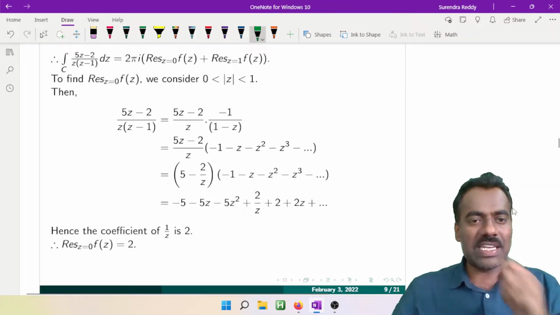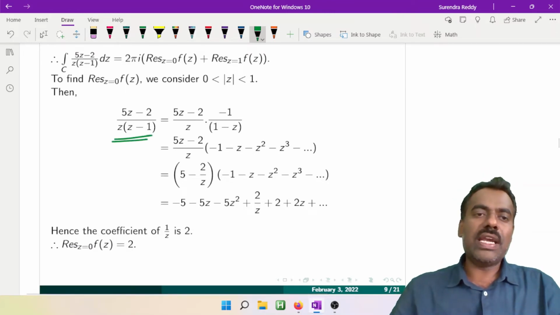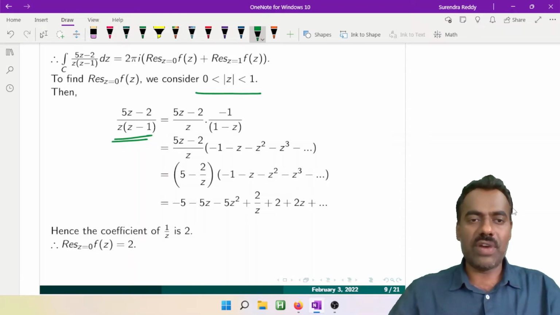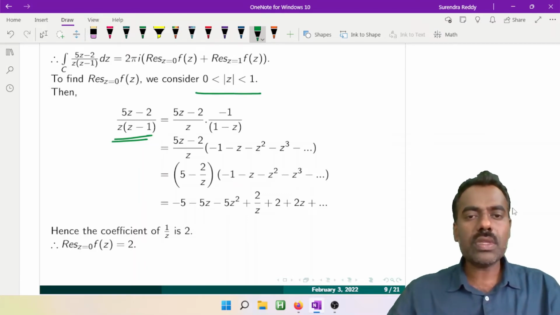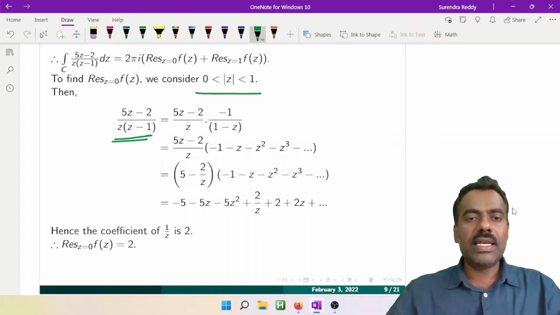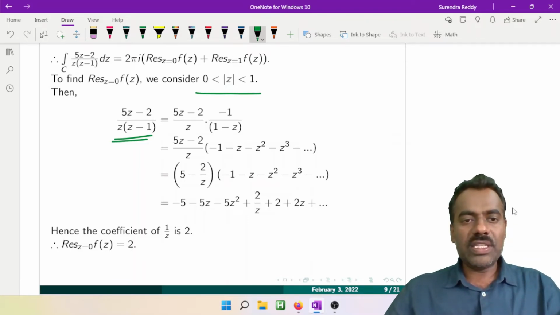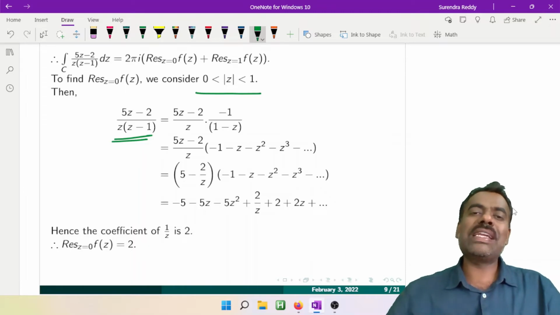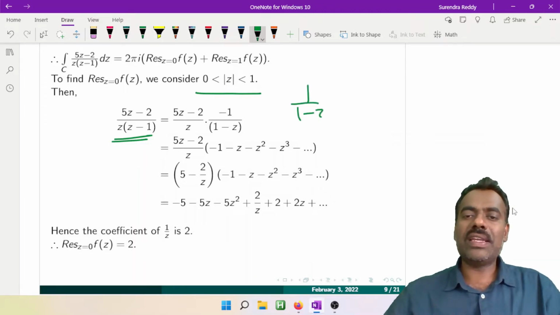So take this function f of z. We should write it considering 0 less than mod z less than 1. This is the annular region, right? Now, there is no problem with this z. So we have to write this z minus 1 as 1 minus z, so take minus 1 common, and using this you expand. So 1 by 1 minus z we know already: 1 by 1 minus z is the summation of z power n. So this is nothing but minus, you get here.